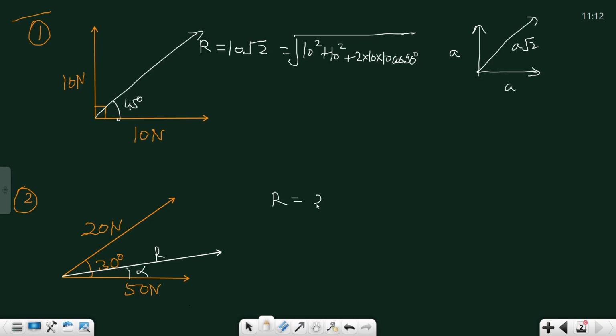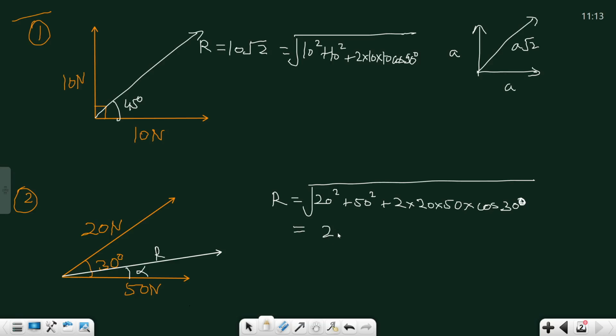R is equals to root of 20 square plus 50 square plus 2 into 20 into 50 cos 30 degree. What will be the value of cos 30 degree? Root 3 by 2. So you don't need to calculate it. You don't need to simplify this expression. You can only write the expression in the form of root: 400 plus 2500 plus 2000 root 3 by 2.